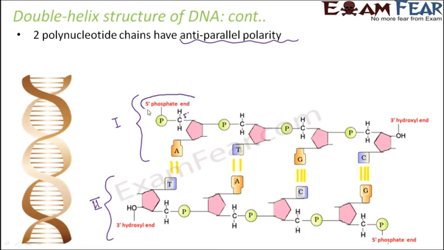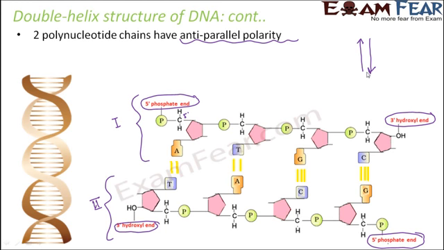So here you see this is the 5' end and this is the 3' hydroxyl end, where you have the free hydroxyl group. But if you look at the other strand, the complementary strand, here you see that the 3' hydroxyl end is located on this side and the 5' phosphate end is located on this side. So this is what is meant by anti-parallel. That means if one chain is running in this direction, the other chain is running in this direction. That is the simple meaning of anti-parallel polarity. So two chains are running in opposite directions.